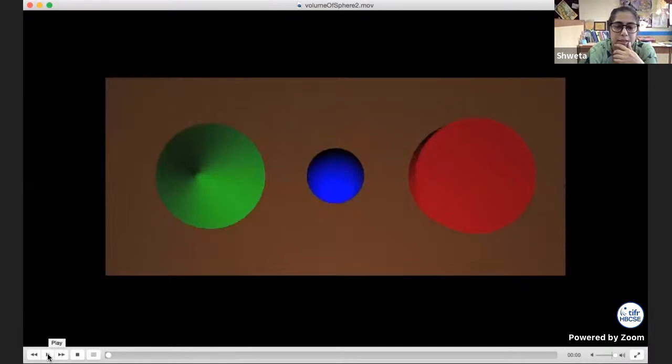Just see this. There is our cylinder, there is our cone, and there is our sphere. And you can see the radius is D here for the cylinder and cone, and D by 2 for the sphere.